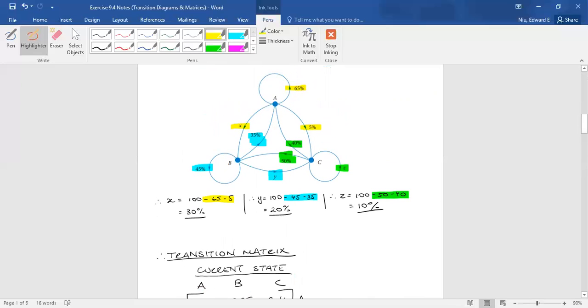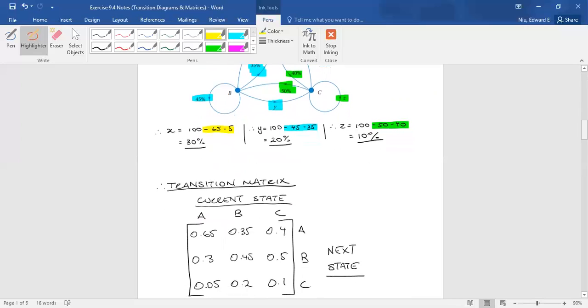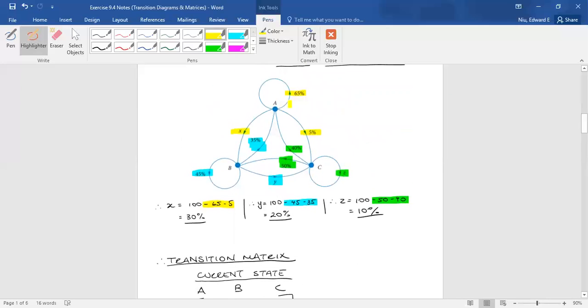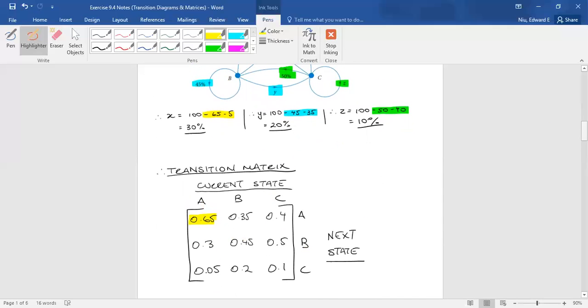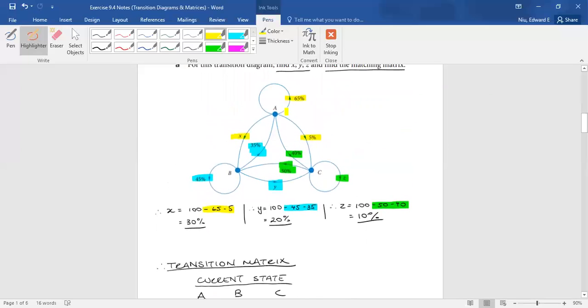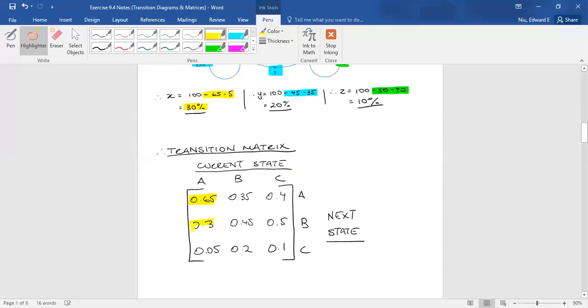That's why this 0.65 corresponds to that loop back in the diagram up above. Okay, so this 0.65 is that loop up top. How many people or things go from A to B? If we look back in our diagram, A going to B was our mystery value of X, and we figured out that was 30%. And so this 30% is going to go in this element here, which is 0.3.